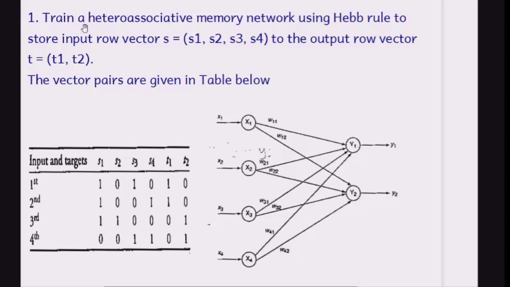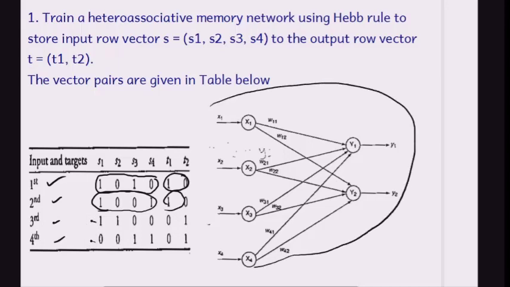So the given problem is: train a hetero-associative memory network using Hebb rule to store input row vectors S1, S2, S3, S4 to the output row vector T1, T2. So this is the given pair. We are given 4 input training sets. The inputs are 1 0 1 0. These are the first input set, and this is the target. This is the second input set, and this is the target. The third, the fourth. Okay, this is the network we have, the hetero-associative network.